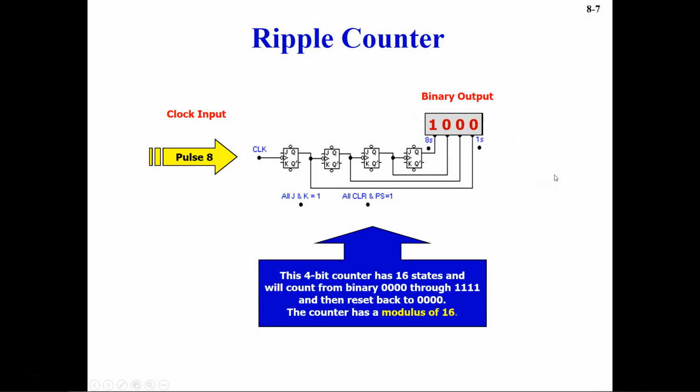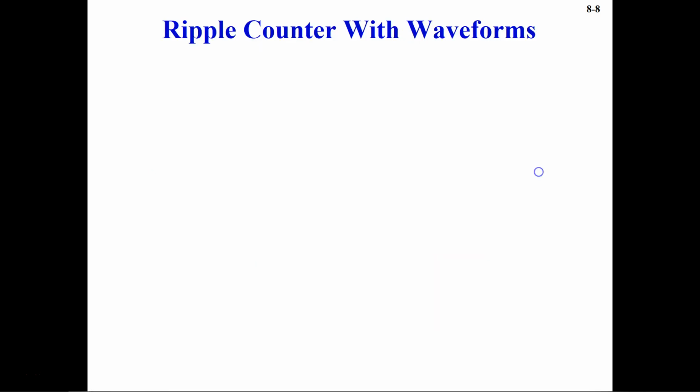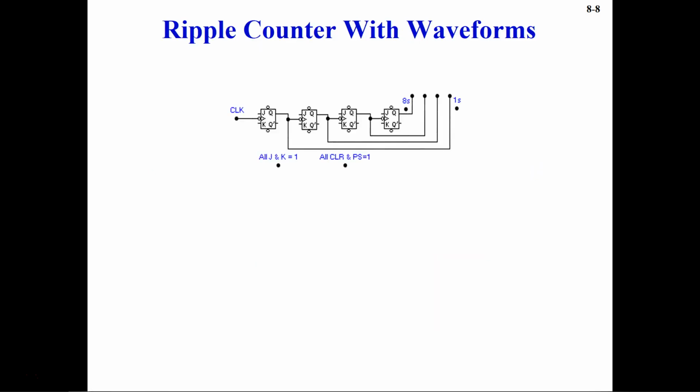So this 4-bit counter has 16 states and will count from 0 0 0 0 through 1 1 1 1, and then reset back to 0 0 0 0. The counter has a modulus of 16. So we already know that since it is a 4-bit counter, it is going to have a modulus of 16. Now let's see the ripple counter with a waveform.